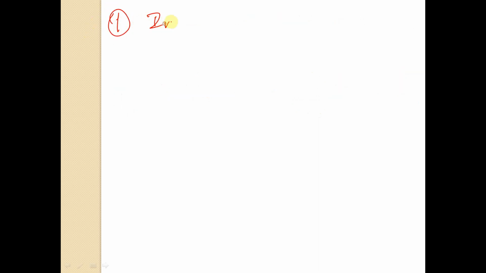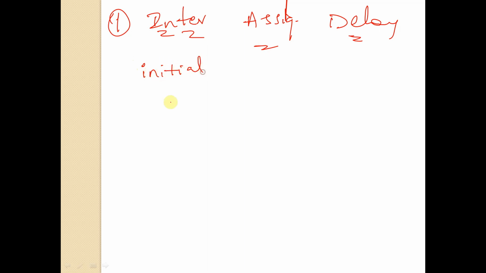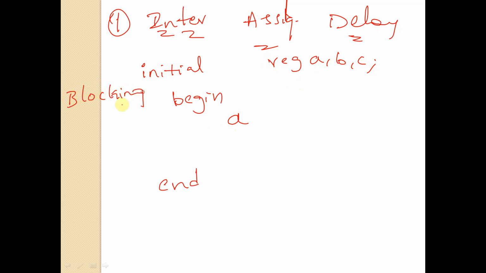Now we will see what inter-assignment delay is. Suppose we declare some variables within an initial begin block. I'm not writing the entire code. We have declared three registers A, B, C in our module. Now I will first use the case of blocking. I'm taking the first case where I'm using only blocking assignments. So I am assigning the value of A equal to 0.